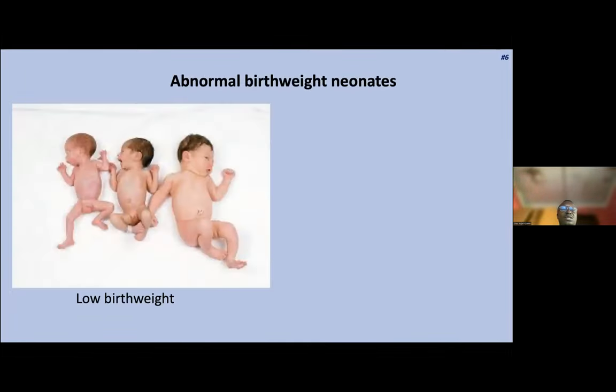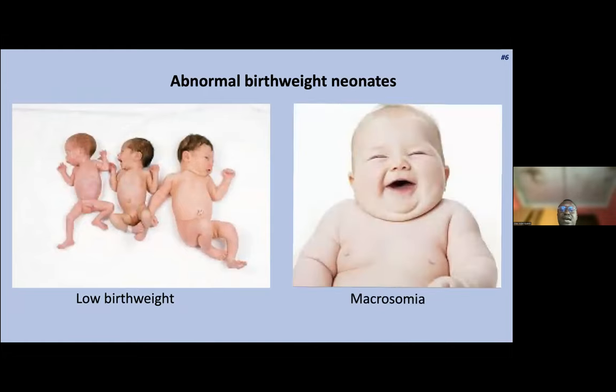These are some pictures showing low birth weight. These are very small babies, and these are also macrosomic births or babies.